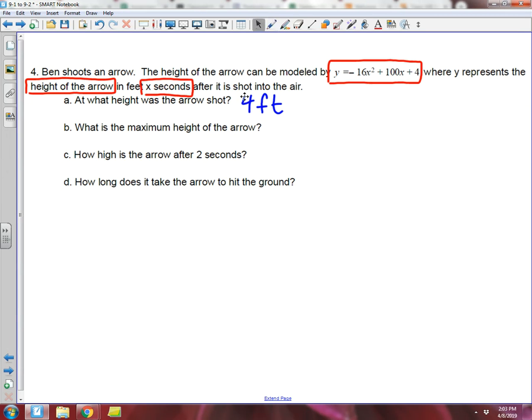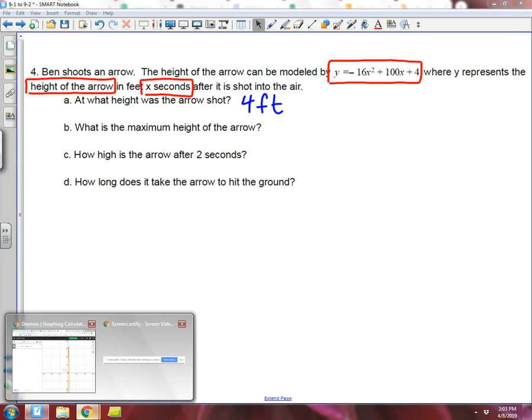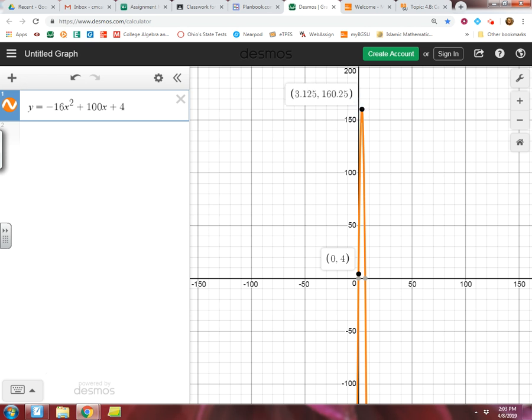Yes. Again, did we do any math for that? That was just the y-intercept, wasn't it? Haven't we been finding that for the past 4 days? Okay, next question. What was the maximum height of the arrow? Well, right up there is the maximum, isn't it?